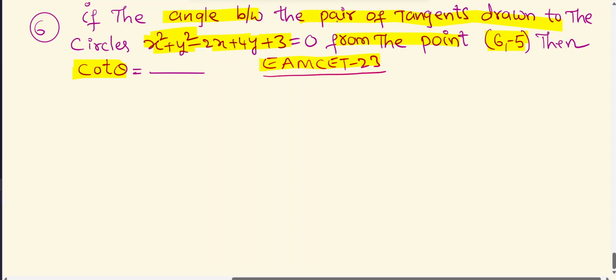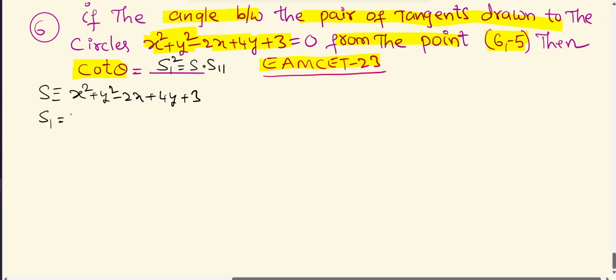We know the formula for the pair of tangents drawn from the point (x1, y1) to the circle S equal to 0 is S1 square is equal to S into S11. Here S is given, the equation of the circle is x square plus y square minus 2x plus 4y plus 3.